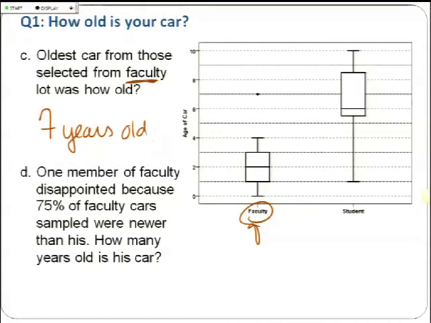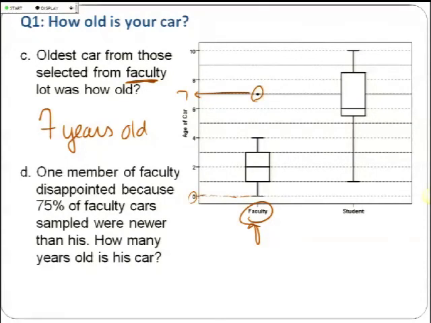I might get some say, if you ignore the outlier, it's 4. But why would I ignore the outlier? The outlier is there in the data set, drawn to my attention that it does stand out from the rest. There was at least one faculty member who had a 7-year-old car, maybe more than one, but at least one. And 7 years is the maximum. If I asked you for the range, you would take 7 minus the minimum, which is 0. The range of the car ages for faculty was 7 years, from 0 to 7.